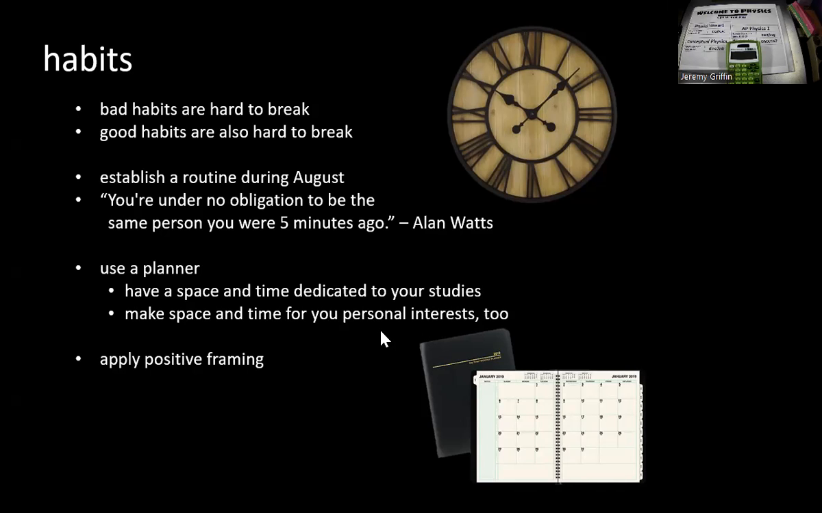Personal interests too. So again, if there's some hobby you have outside your classes, go ahead and make a space and time for it in your planner. If there's a game you want to play or a TV show you want to watch, then make a space and a time for it. Then when you have space and time for it, do that thing, check it off, and then you can go on to the next thing on your list.